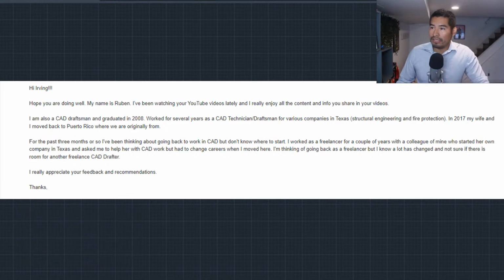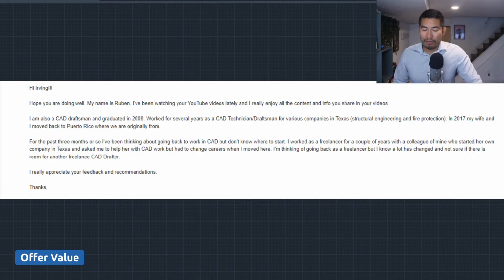All right, let's keep moving guys with tip number 3, and this would be offer value. Yes, so this is very important because these kind of highlight what sets you apart from other CAD drafters, right? This is very important, and this could be your specialization, or maybe unique skills, right? Or maybe unique experience in different sectors.